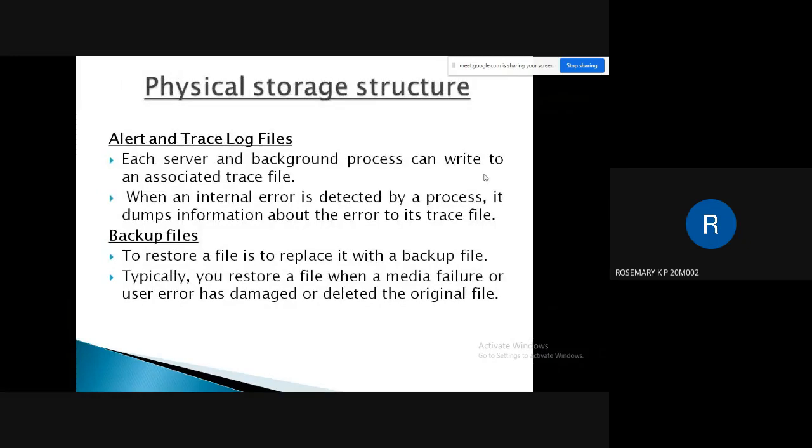Next is alert and trace log files. Each server and background process can write into an associated trace file. When an internal error is detected by the process, it dumps the information about the error to its trace file. Backup files. To restore a file is to replace it with a backup file. Typically, you restore a file when a media failure or user error has damaged or deleted the original file.